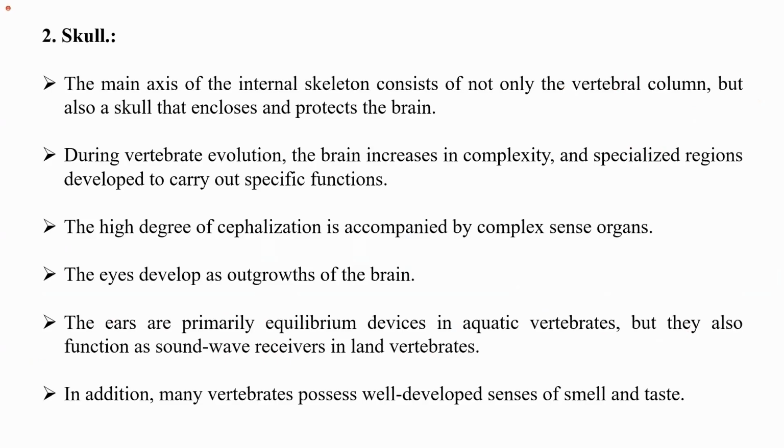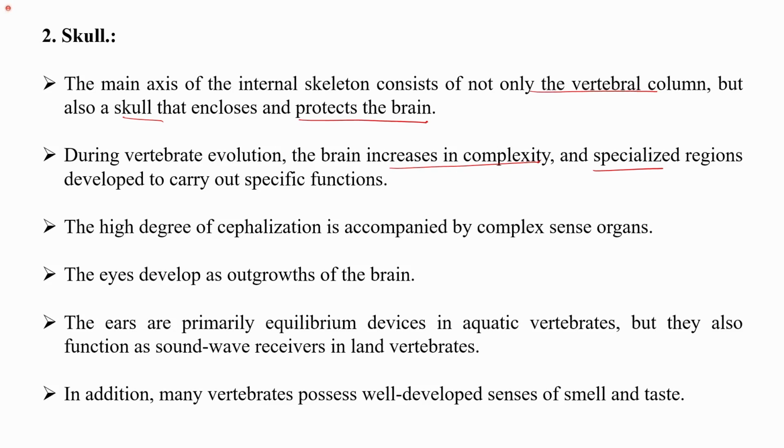The second important characteristic is the skull. The main axis of the internal skeleton consists not only of the vertebral column, but also a skull that encloses and protects the brain. We know that our vertebrae are attached to the skull also. During vertebrate evolution, the brain increases in complexity, and specialized regions develop, like the forebrain, midbrain, hindbrain.